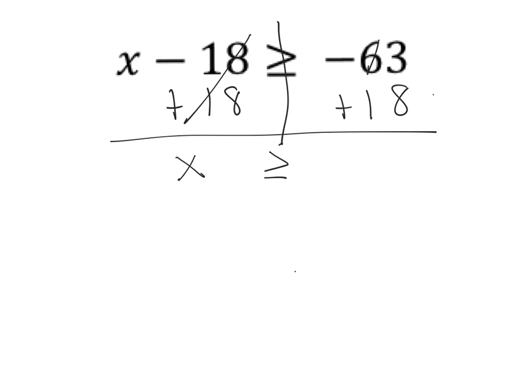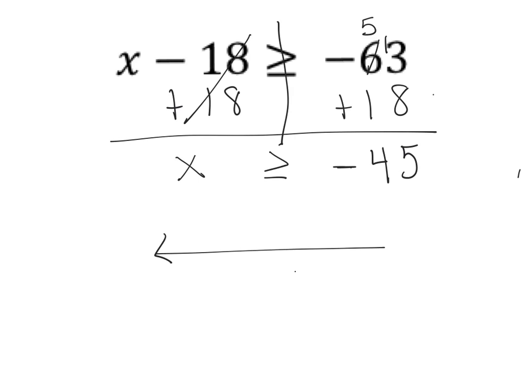So I'm going to have to borrow from here. So 13 minus 8 is going to give me 5. 5 minus 1 is 4. And since the negative 63 has a greater amount of negative, it's going to be a negative 45.